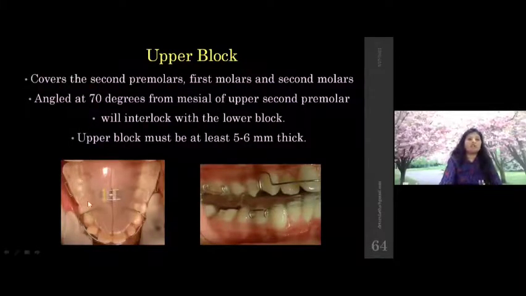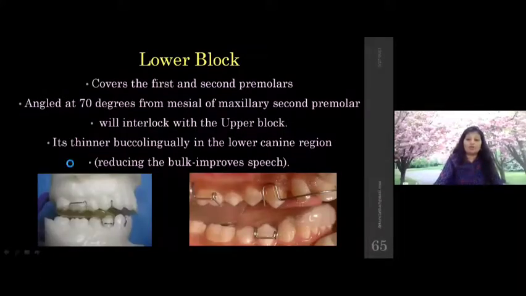Bite block in the upper should be covering your second premolar, the first molar and the second molar, and you can see that it is converging as it comes to the premolar. So follow the shape of your arch, and it should be wedge shaped at the end. It should be covering the last erupted molar, and it should be wedge shaped. Wedge shaped is like this.